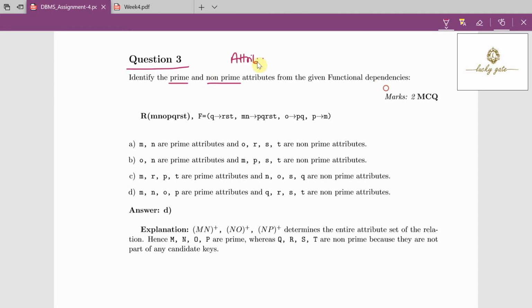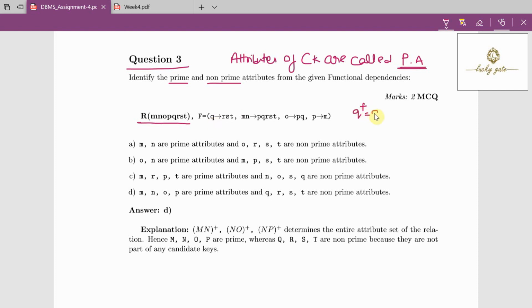Attributes of a candidate key are called prime attributes. All the remaining attributes we call non-prime attributes. Here a relation R(M, N, O, P, Q, R, S, T) is given, and these are the dependencies. To find prime and non-prime attributes, we need to find what is a key for the relation. And a key we determine based on the LHS of a dependency and its closure.